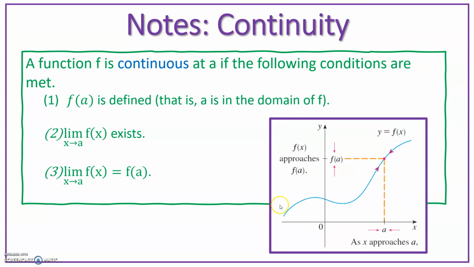Now, looking at the graph here, we see that this shows all 3 conditions. We can see that our function f is defined at a by looking at this red point here. We can see that the limit exists, that as we approach a from the right and from the left, we approach the same f of a value. And we can see that this value matches where the function is defined.